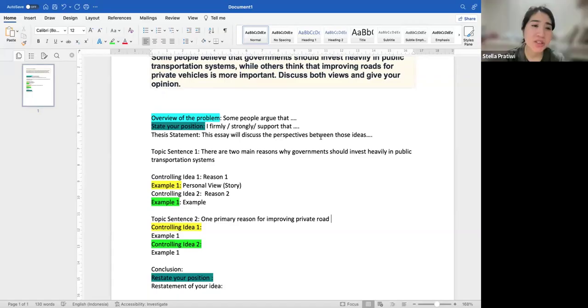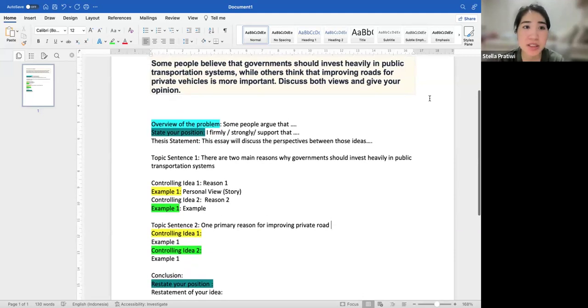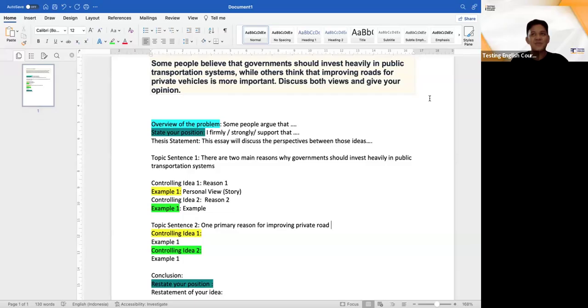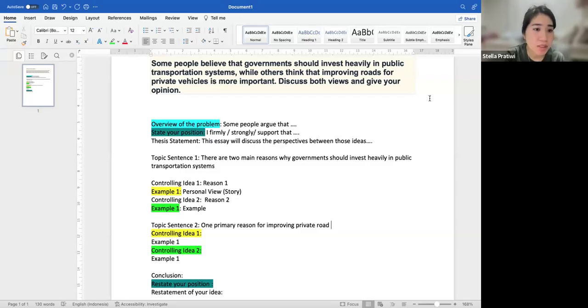So it's more of an argument between whether government needs to invest more in buses, MRT, or public transportation rather than better roads, like bigger roads, etc. Right? Ah, I got it. Actually, you have the same thinking as mine. I'm afraid that you might have a different comprehension. But since we are in the same boat, I think we need to continue. While other things say that improving roads for private vehicles is more important, I was thinking, just a bit of confusion: is this a private road for a special route? So I think the narrative will be like, the first sentence: there are two main reasons why government should invest heavily in the public transportation system.